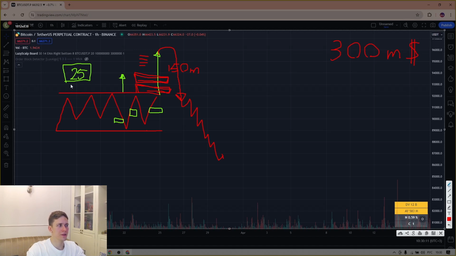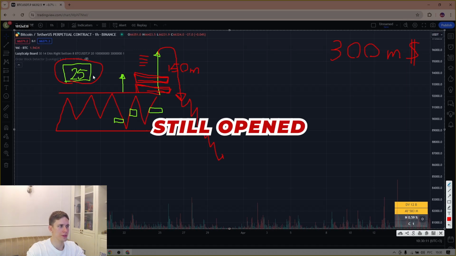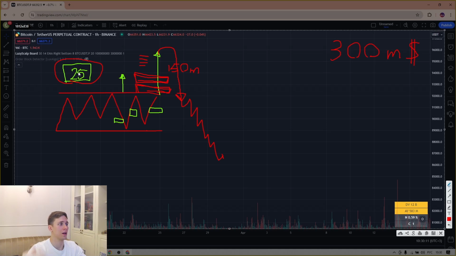But we still remember that this position for the huge player is still open, because it's almost impossible to close it at break-even. A $25 million position is really hard to close quickly, especially when the price is getting lower and lower so fast. So this position is giving a really huge loss for this huge guy. He needs to close this hedging position at zero.